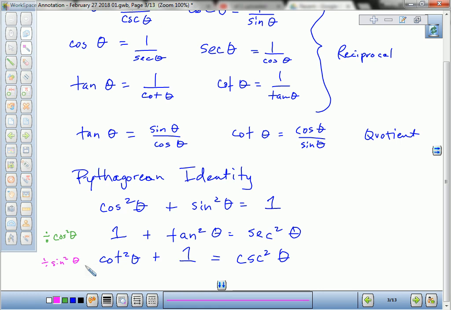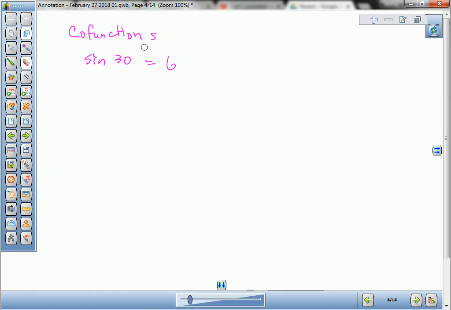Now, the one thing I didn't mention, and there was one problem on your homework, were the cofunctions. And we did cofunctions in Accelerated 1, but they looked a little different. So let's talk about cofunctions real quick, and then we'll do our review from yesterday. So cofunctions, like we know that sine of 30 is the same as cosine of 60. Do you guys remember that?